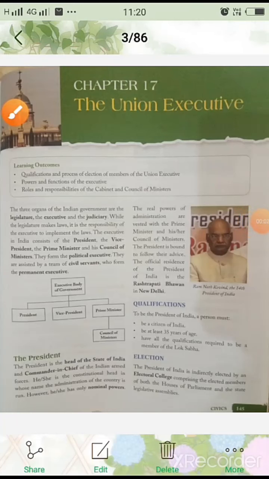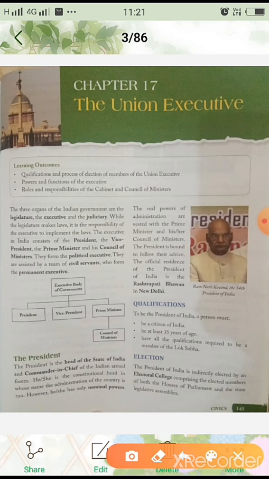Hello dear children, today we have to start a new chapter of civics, that is chapter number 17, the Union Executive. Okay, and what are the learning outcomes of this chapter? What are the things that you are going to learn after studying this chapter are: first, qualifications and process of election of members of the Union Executive.